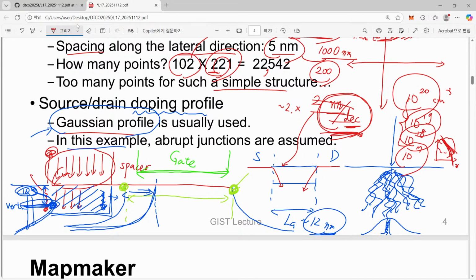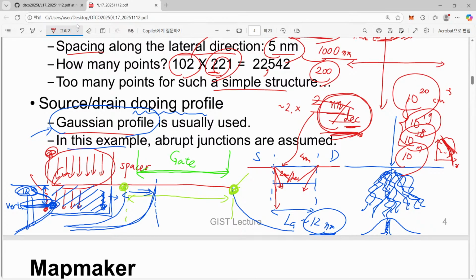So now if we have a slight difference in its shape, then what will happen? Let's say that this corresponds to 2 nanometer per decade, and if it becomes 1 nanometer per decade, what will happen? We will have a much steeper decrease of the doping profile. And if we have 4 nanometer per decade, it means that we have a much graded decay of our doping profile. Then you may find a significant performance difference between these ones.